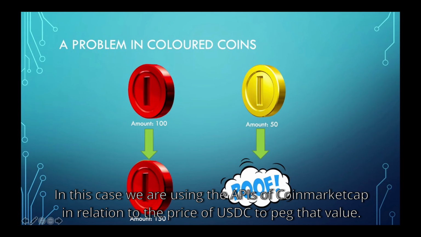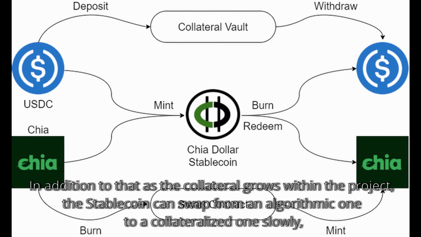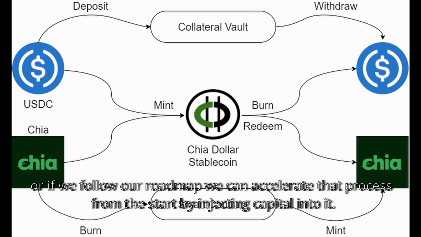In this case, we are using the APIs of CoinMarketCap in relation to the price of USDC to peg that value. In addition to that, as the collateral grows within the project, the stablecoin can swap from an algorithmic one to a collateralized one slowly. Or if we follow our roadmap, we can accelerate that process from the start by injecting some capital into it.